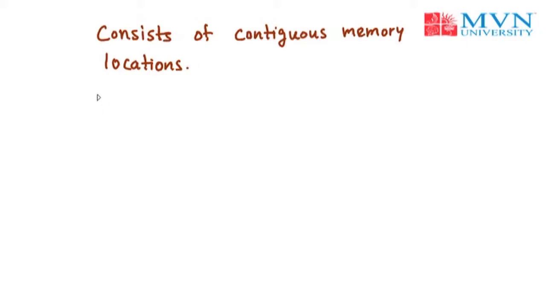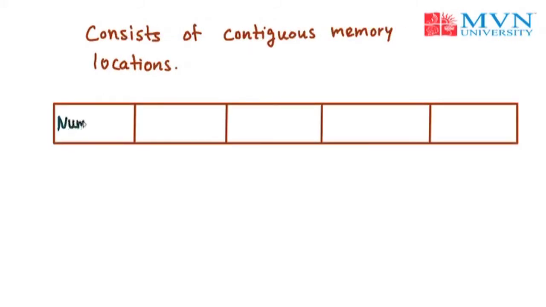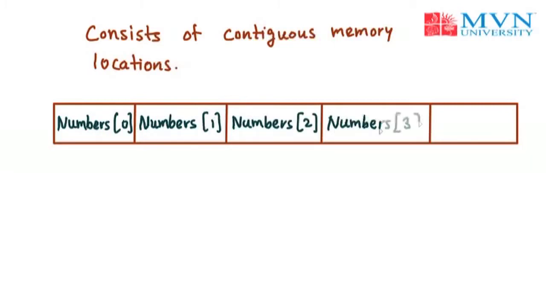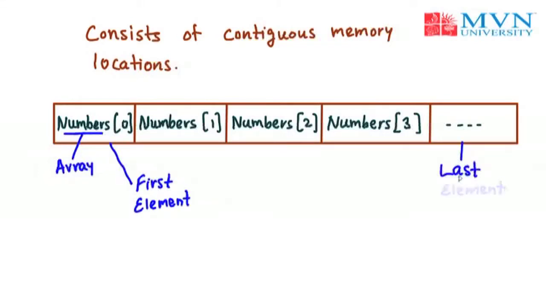Like we can see here, numbers[0], numbers[1], numbers[2], numbers[3], and so on. Numbers is the name of the array. This is the first element of the array and this is the last element of the array. Arrays always start with the index 0 up to the last element. So you can see here that all array elements are basically stored in contiguous memory locations.